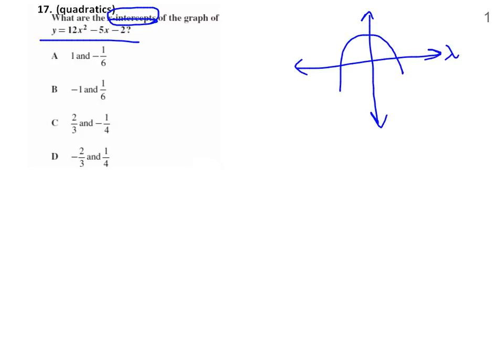So let's take a look at this problem. It says, what are the x-intercepts of the graph of that? Okay, so we have to think about, on a graph, what are x-intercepts? They would be where they intercept the x-axis, here and here, which are also known as the zeros, because here y equals 0. So we can use the quadratic formula for this.